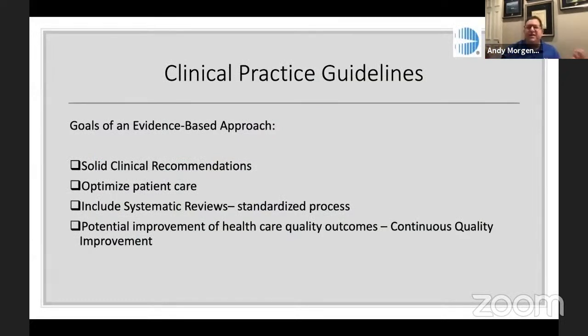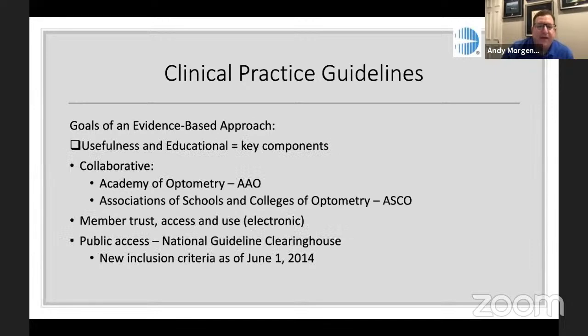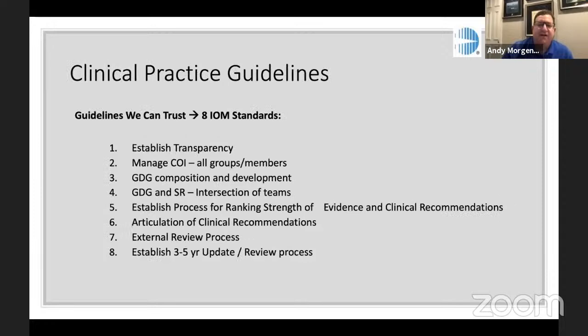So how do we do it at the American Optometric Association? How do we build a clinical practice guideline? Well, we want an evidence-based approach to it. We want solid clinical recommendations, optimized patient care. We want to include as many of these systematic reviews as possible, and we want continuous quality improvement. And so this has been collaborative with schools of optometry and the Academy, and the National Guideline Clearinghouse, which houses all of this information, has had new inclusion criteria since 2014. So this is really the meat and potatoes of how we have adopted from what their guidelines were.